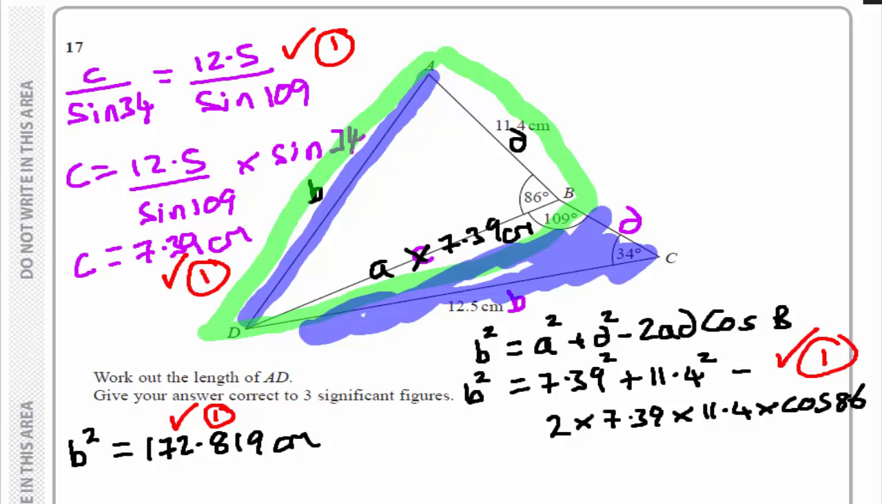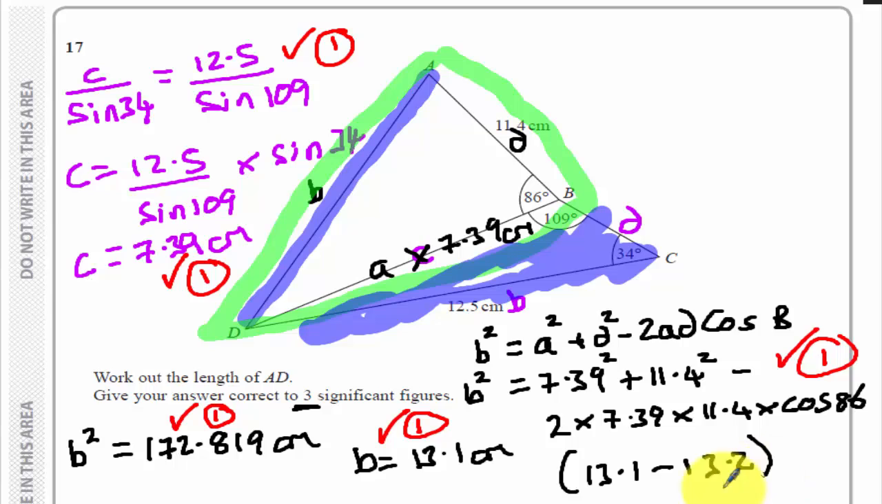And the final mark is we're taking the square root of that to work out the length of B, or AD as the question wanted, which is 13.1. Don't forget it says correct to 3 significant figures, so it's 13.1. That will pick me up my fifth mark. There will be a range of values that will be accepted depending on how you round the 7.39 and the 172.819 here, and they are anything from 13.1 to 13.2 inclusive.